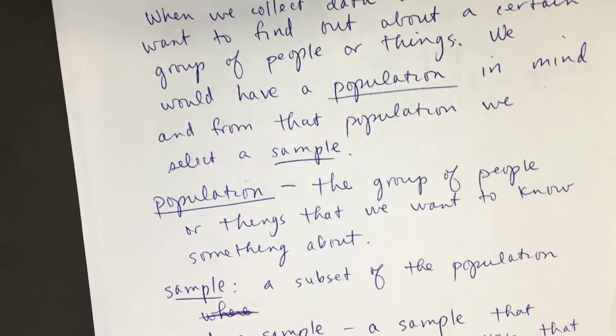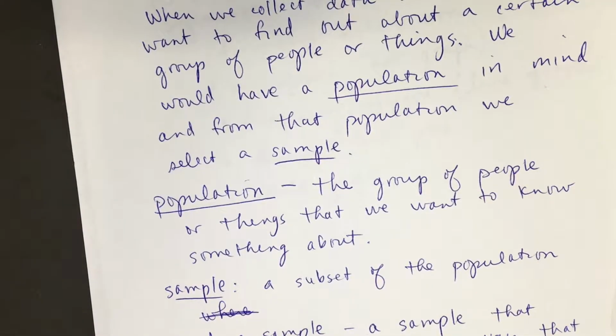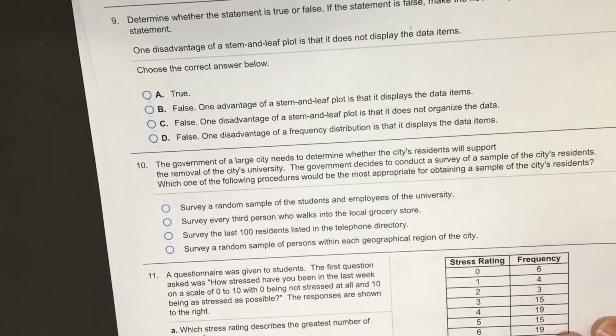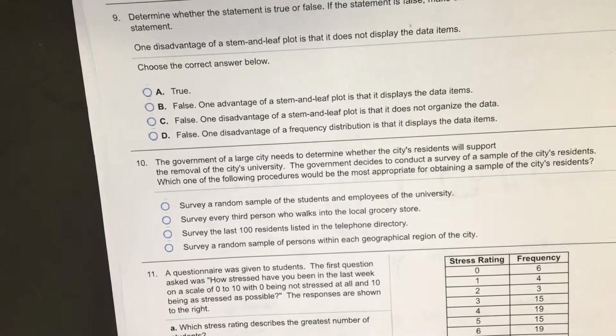After we've chosen our sample and collected the data, then we need to figure out how we're going to organize the data. That's kind of what the remainder of this section is about. Now, there's one problem on the homework that talks about collecting a sample. That's problem number 10 on the homework.